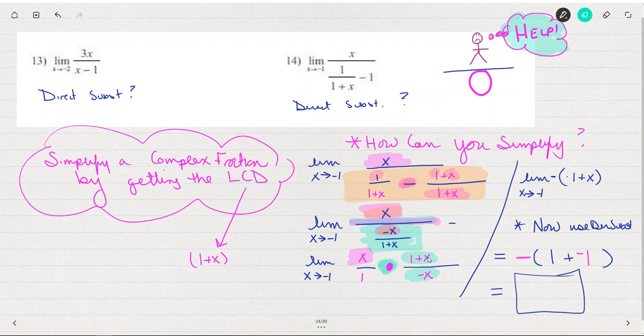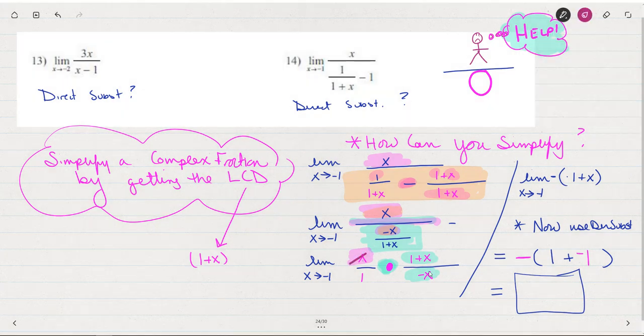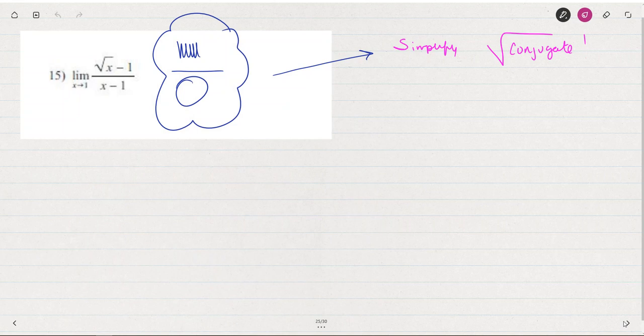When we do that simplification, the x's can divide out and reduce. This x and x reduce. Don't lose this negative down here, though. So we're left with 1 plus x in the numerator, and in the denominator, we have this negative. So it's the limit as x approaches -1 of the opposite of 1 plus x. And now using direct substitution, we get the opposite of 1 plus -1. And I'll leave that for you to finish as we finish the last example, number 15.